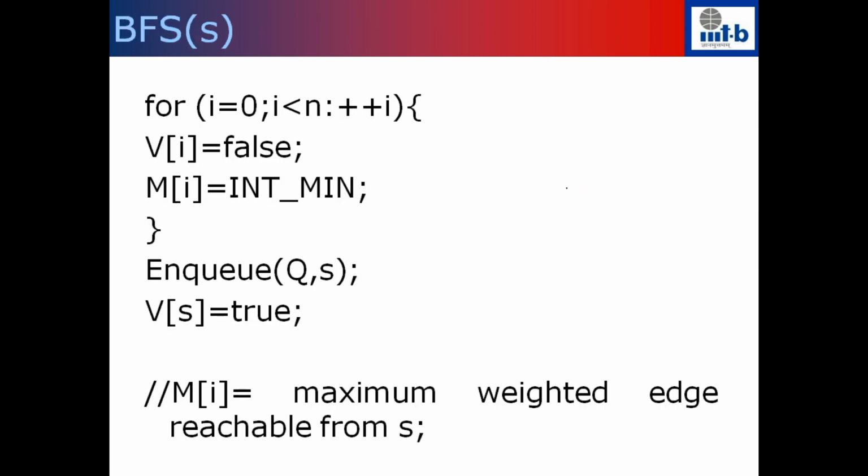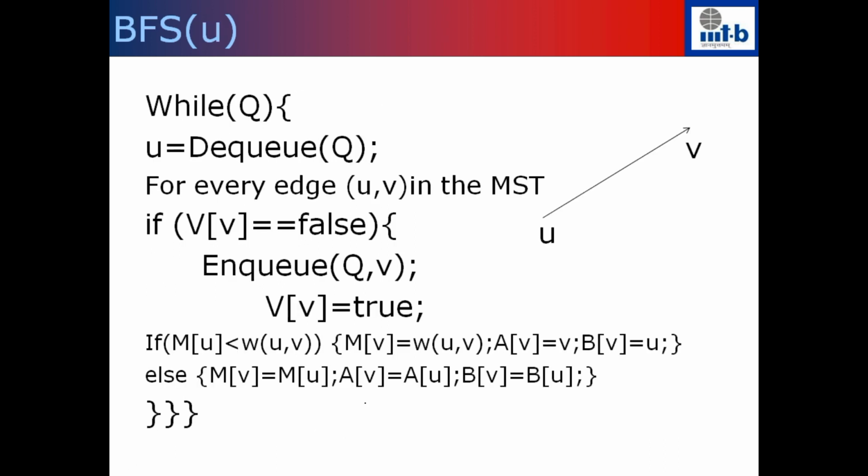Let's look at the code for it. In the BFS, I keep track of m of v. Initially, this is going to be minus infinity. m of v will keep track of the maximum weighted edge reachable from the source vertex. Remember, I am going to apply BFS from U. So m of I will be the maximum weighted edge reachable from S when I look at the path from S to I. So how do you update this?